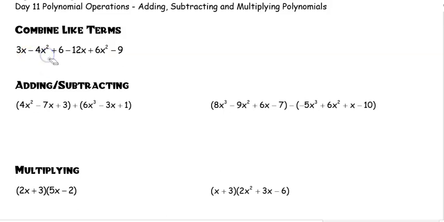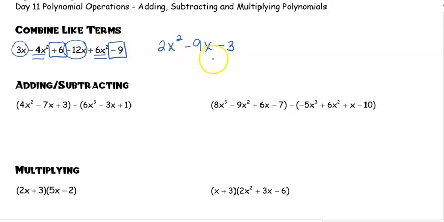As we look through here, we see that our highest exponent is x squared. There are two terms. Be careful because that is a negative 4x squared. Since it's to the left, that's going to go with it. So a negative 4 and a positive 6 is going to leave us with 2x squared. We've got 3x and a negative 12x. That is a negative 9x. And then 6 minus 9, negative 3. And then we're done. We can't put those together because we don't have like terms. We have same variables but not the same exponent.